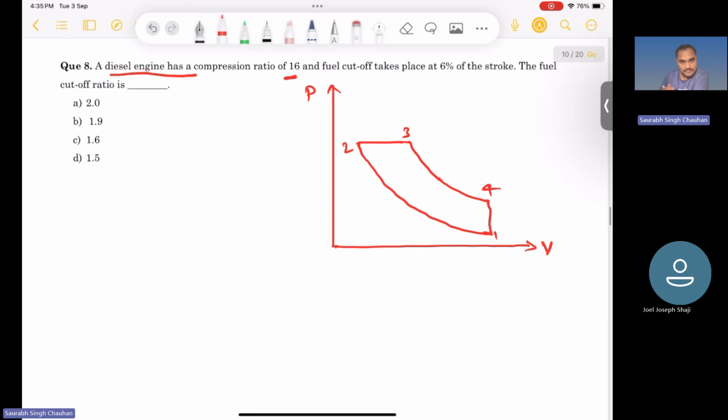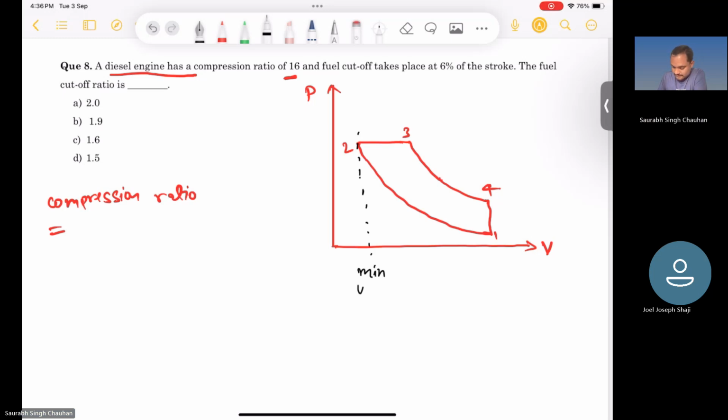Okay, so you should be clear about some basic terms. Compression ratio, what is compression ratio? We have discussed in previous questions. Compression ratio is the ratio of maximum volume to the minimum volume. Maximum volume is at point 1 or 4, and the minimum volume is at point 2. So if I make these boundaries, this is the minimum volume and this is the maximum volume. So this ratio of V1 to V2, this is our compression ratio.